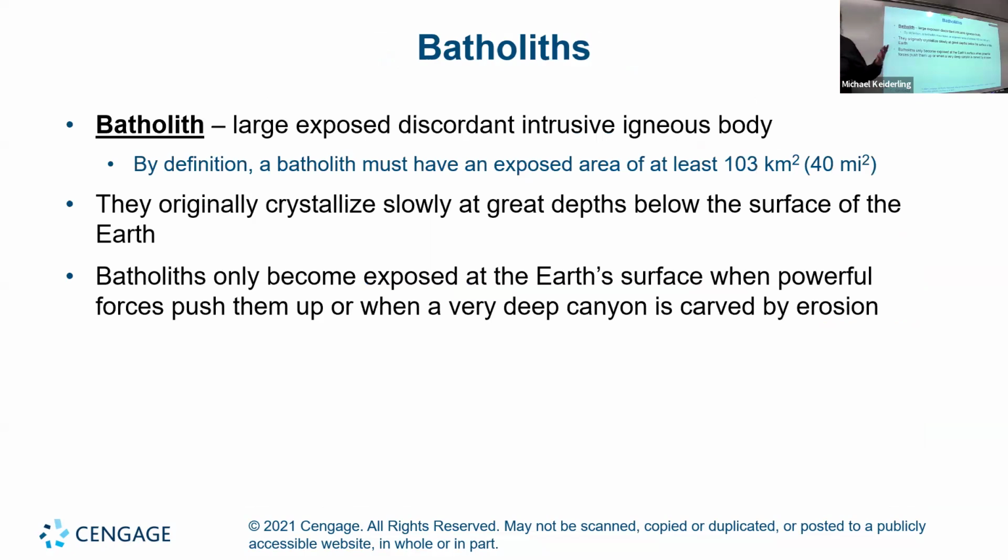Batholiths are large, exposed, discordant, intrusive igneous bodies. By definition, a batholith has to have an exposed area of at least 100 square kilometers, or 40 square miles. They originally crystallized slowly at great depth below the surface of the Earth, and they only become exposed when powerful forces push them up or when a very deep canyon is carved.